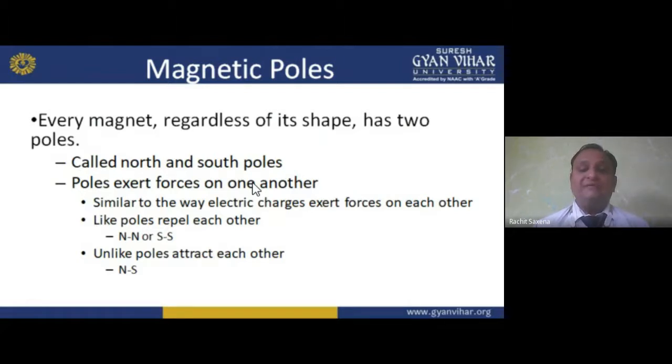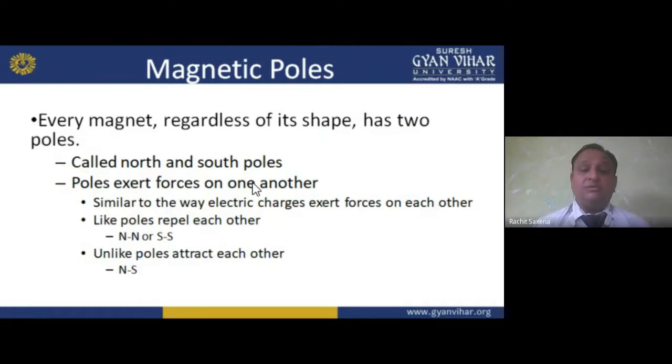Which type of poles do we have? North and south poles. The poles exert force on each other: north exerts force on south and south exerts force on north. This means an attraction force will be between the two poles when they are opposite. If you have north and south, north attracts south and south attracts north. If we have north and north poles, they can't attract each other. I hope you understand this, my dear student.